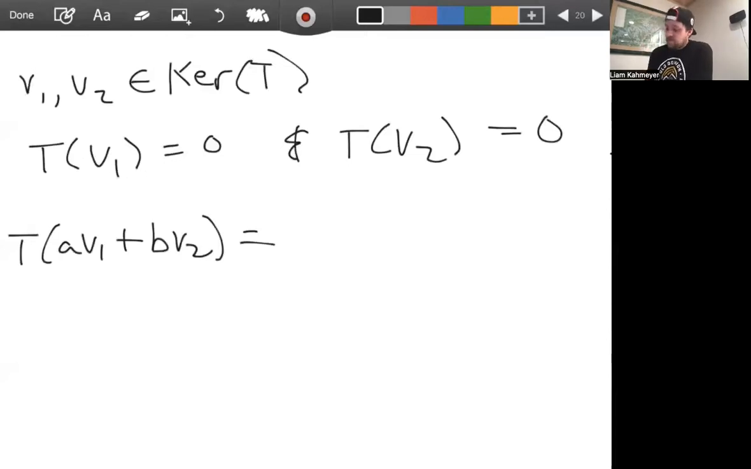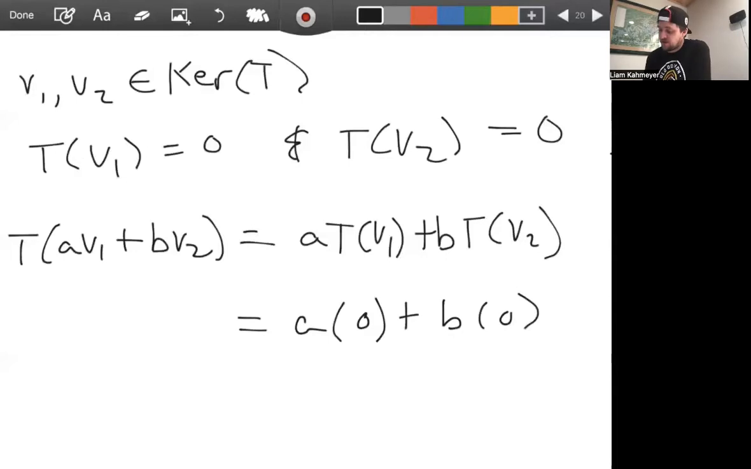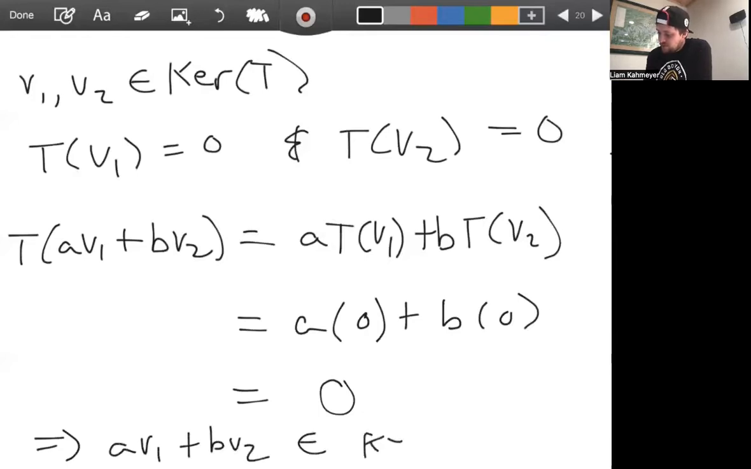Okay, so we have T of A V1 plus B V2. Well, T is a linear transformation, which means we can write this as A T V1 plus B T V2, which is A times 0 because V1 is in the kernel of T, plus B times 0 because V2 is in the kernel of T, which is 0 plus 0, which is 0. So therefore, A V1 plus B V2 is also an element of the kernel of T. And that shows that it's a subspace of W, right? Because we're pulling vectors from W.